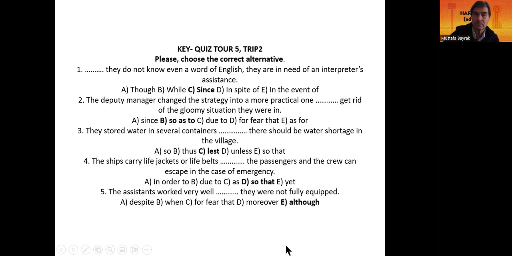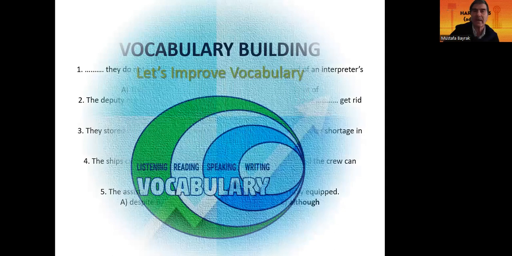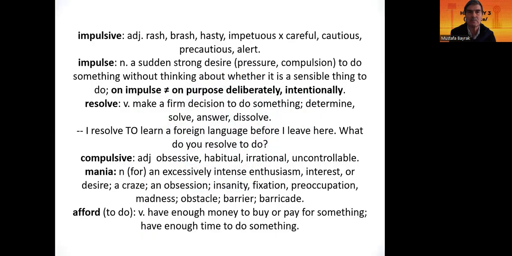Okay. It's time to enrich our vocabulary. Are you ready to build your vocabulary? Okay, let's start with impulsive. As an adjective it means rash, brash, hasty. We shouldn't be hasty. Impetuous, the opposite of careful, cautious, precautious, alert. Okay. What we need is being cautious.